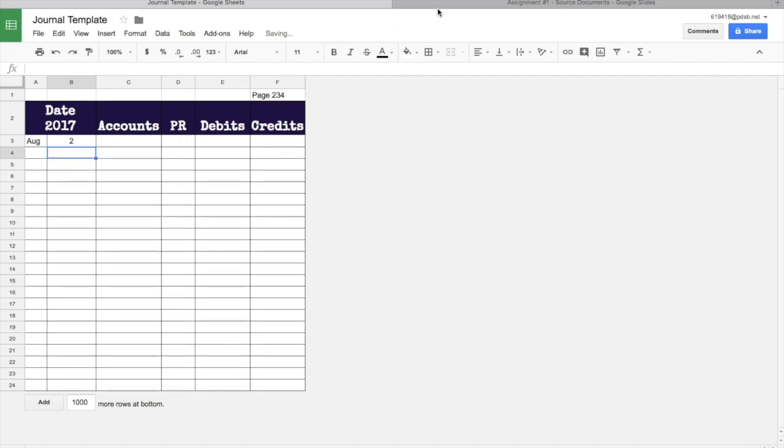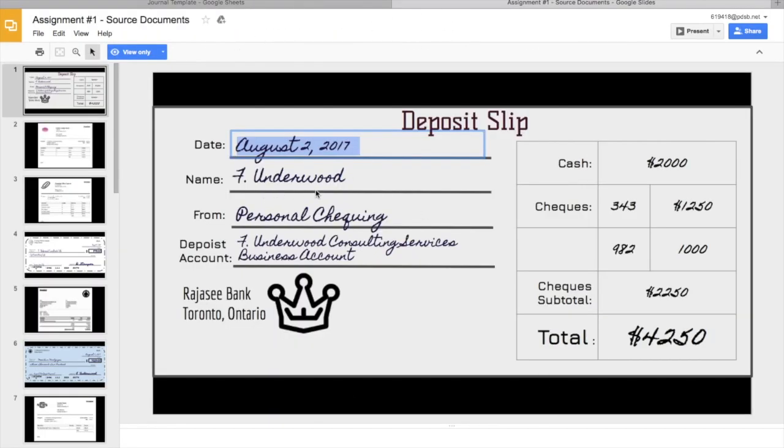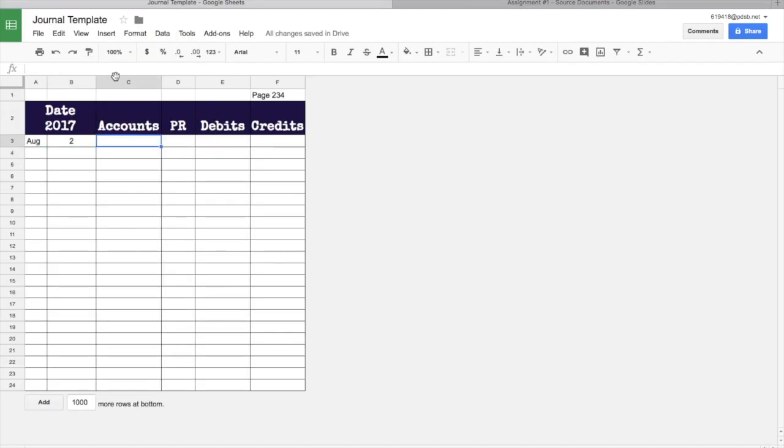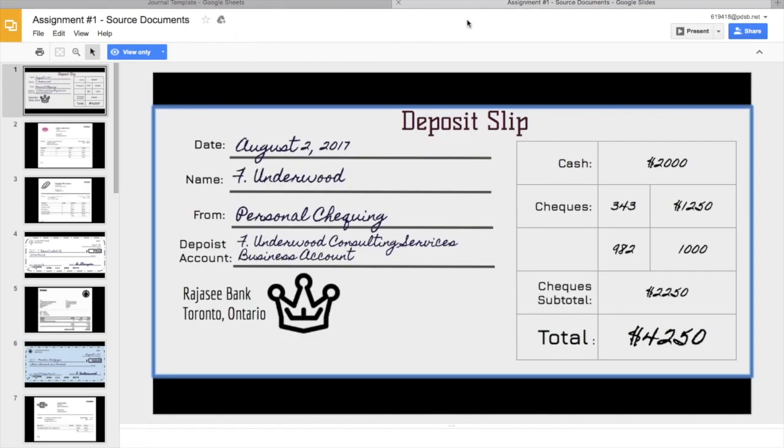Okay, so let's go back to the deposit slip. You know that it's going into their business account and that it's $4,250. So what's happening? We know that the cash is increasing. So we write cash in your accounts. Don't worry about the PR right now. And for debits, because you're debiting your cash, which means you're adding to the value of cash, you put in the value of $4,250. Okay?